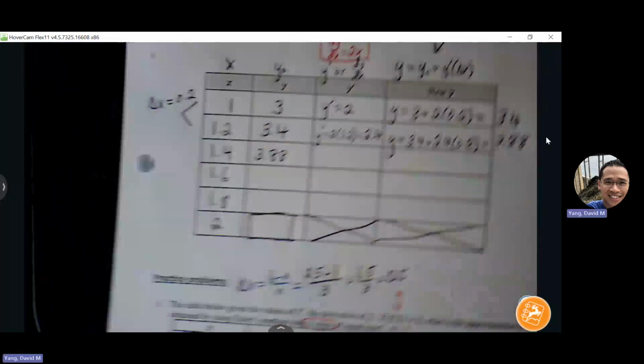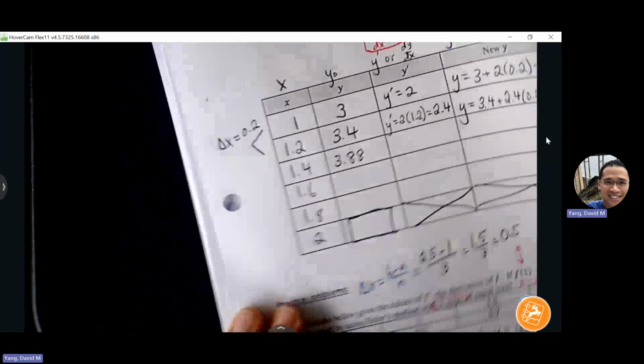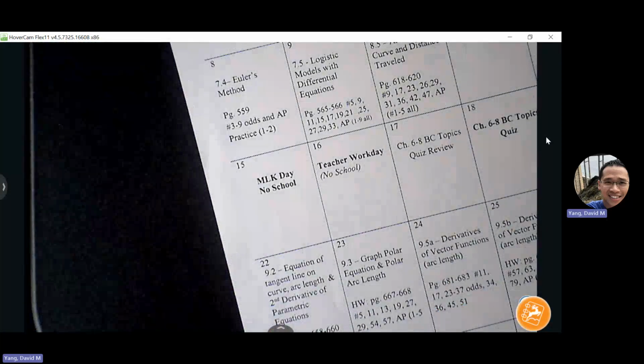Okay, let's do one more where the problem looks a little bit different, but pretty much, if you understand this process, it's just going to repeat itself. Nothing really new. But I want to show you one problem where the derivative may be given in a different form. So if you guys turn to page 18, and let's go to number 5.